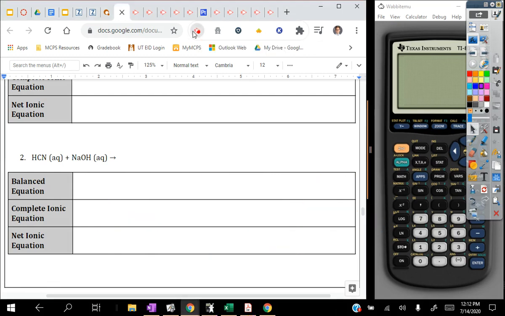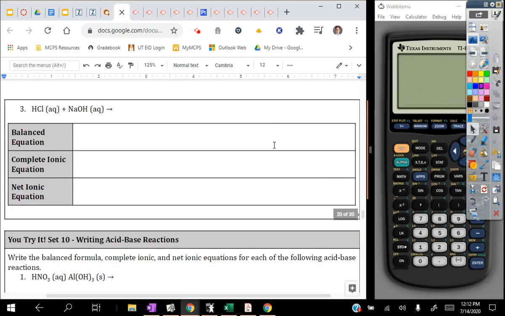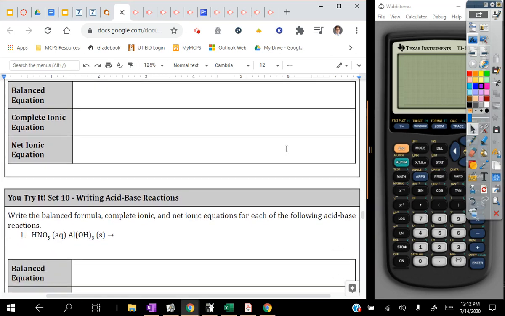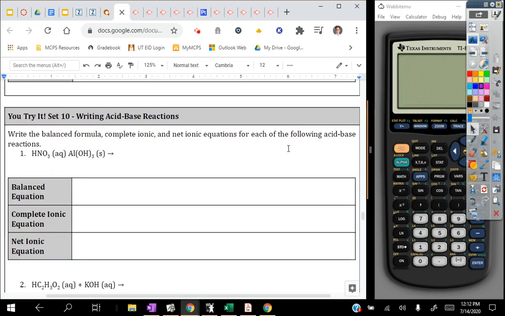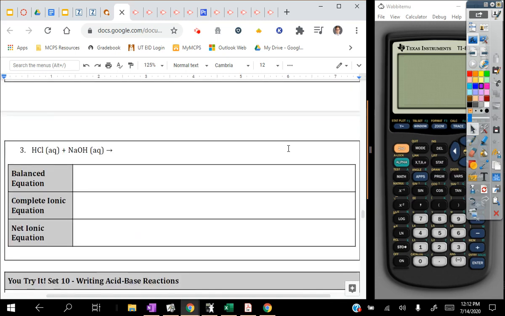Okay, that I think is about all for this lesson. You have some problems and you try at set 10. There's one more. We can do this one real quick. All right. It's a very similar process.